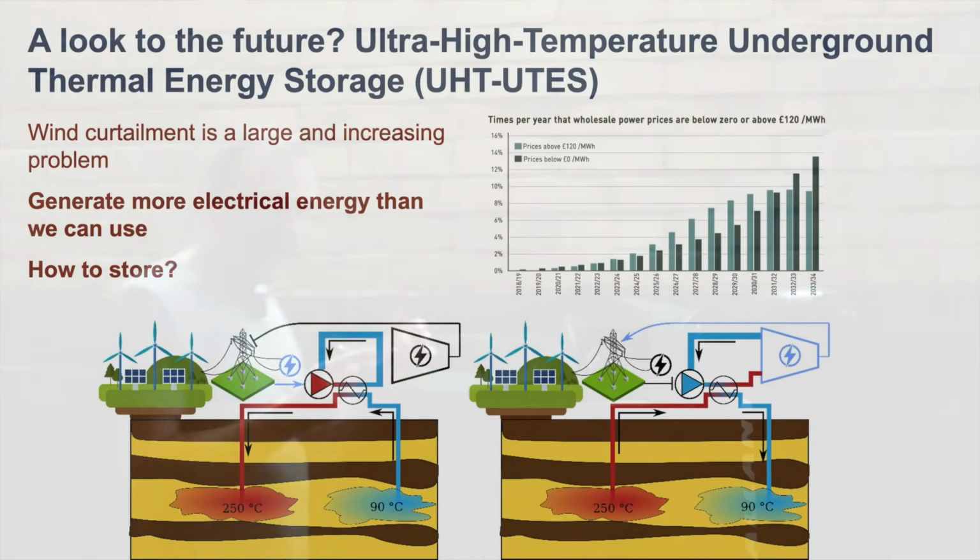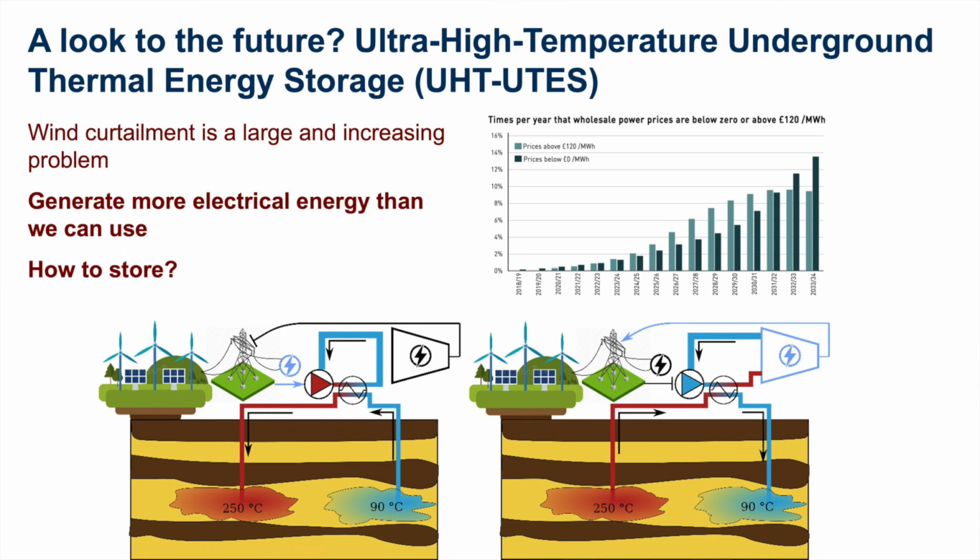So I said that very high temperature systems naturally formed were only located in certain places, and it was very hard to engineer them where the rocks were hot but dry. How about we make them ourselves when we have lots of cheap or free electricity? So at the moment, we have a massive problem with wind curtailment. It's only going to get worse.